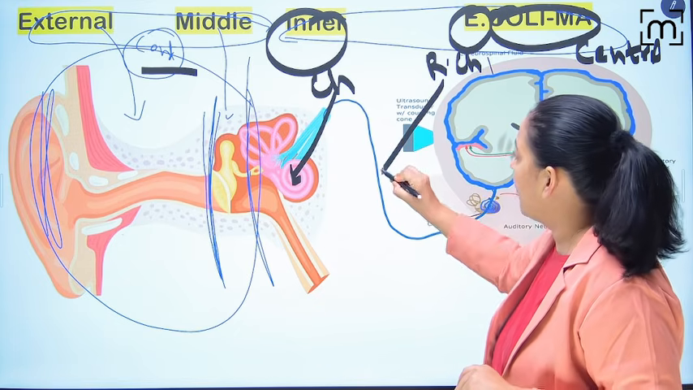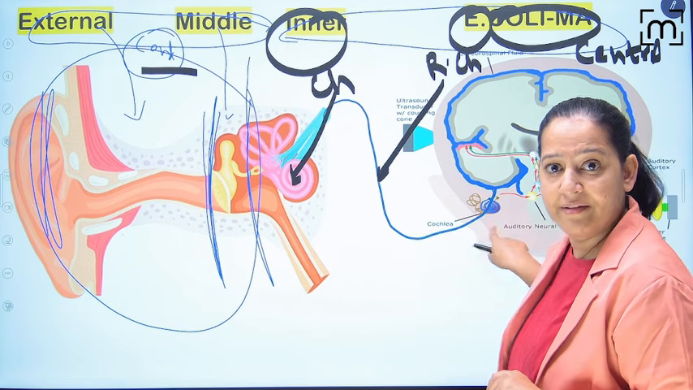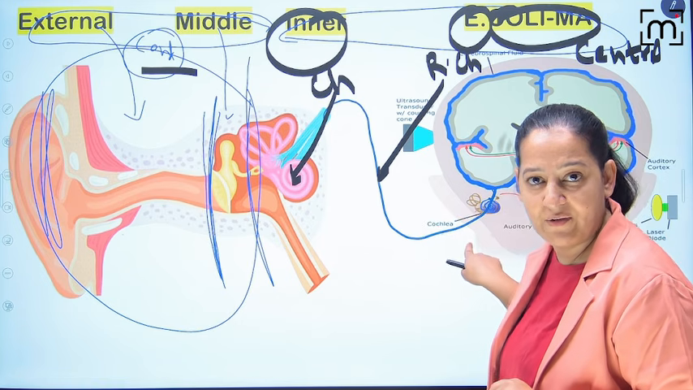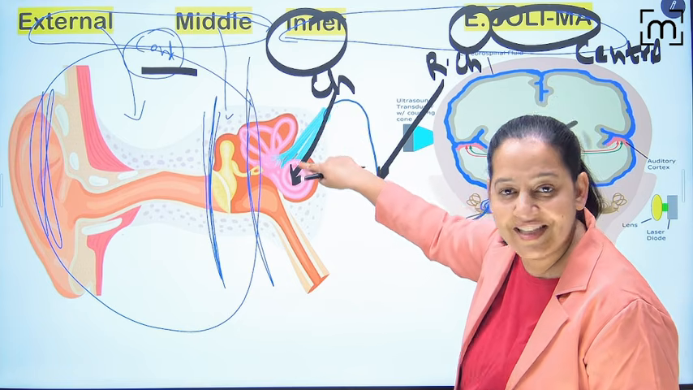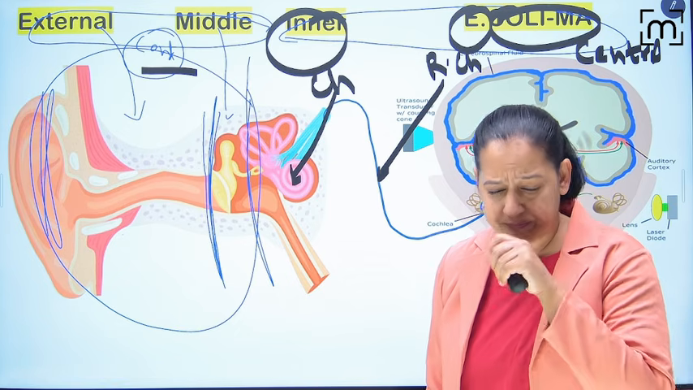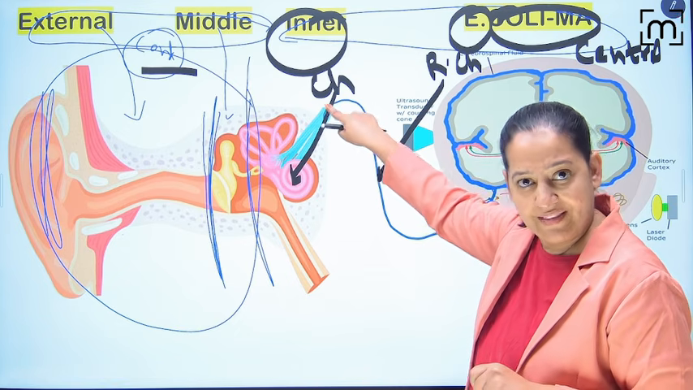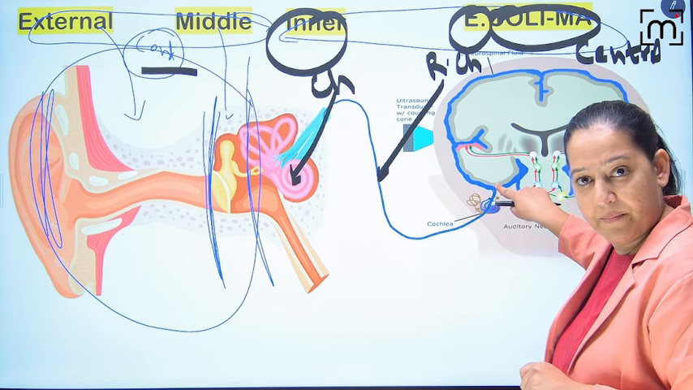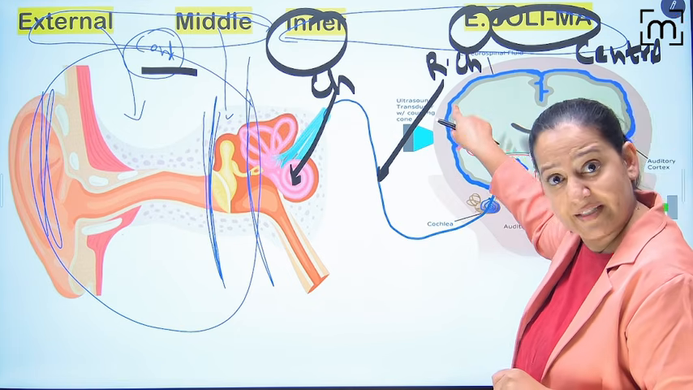Retrocochlear means the eighth nerve. Can you see? This is the eighth nerve, which is connecting the ear with the brain. This is the eighth nerve, the blue color structure. It arises from the hair cells of the cochlea. Yesterday I taught you outer hair cell, inner hair cell. The dendrites of these cells constitute the eighth nerve. So the eighth nerve connects the inner ear with the brain. If there is some problem in the eighth nerve, it's retrocochlear.